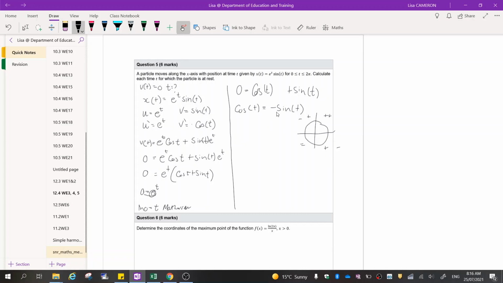Okay, so we want them to be equal to each other, which means we want them to have the same value. The only place that happens is at 45 degrees. So I'm going to let it be negative pi on 4, and we'll just give that a quick check. We want 0 to be equal to cos minus pi on 4 plus sine minus pi on 4. Cos minus pi on 4 is positive root 2 on 2. Sine minus pi on 4 is minus root 2 on 2.